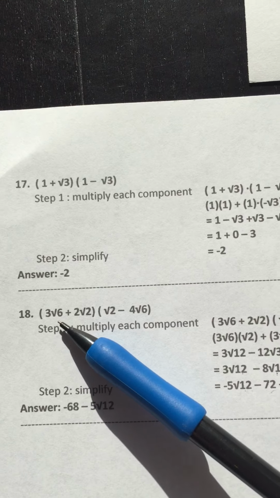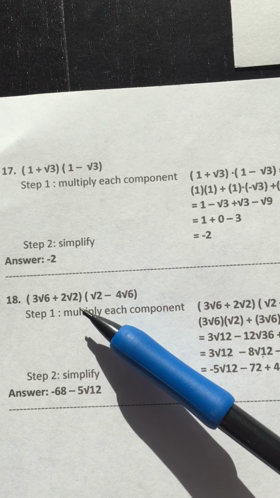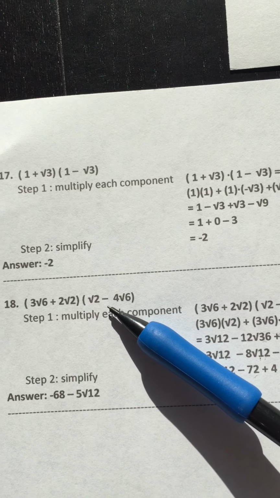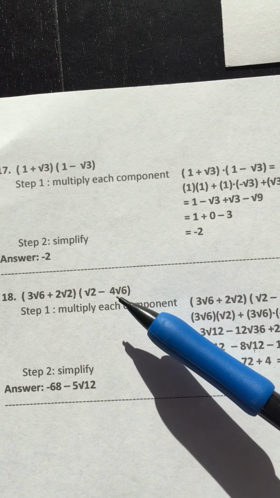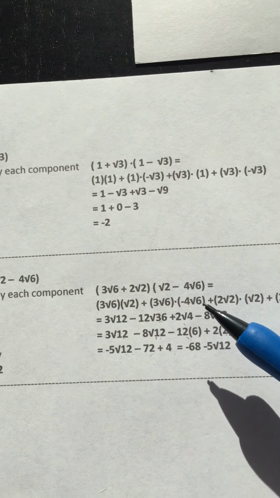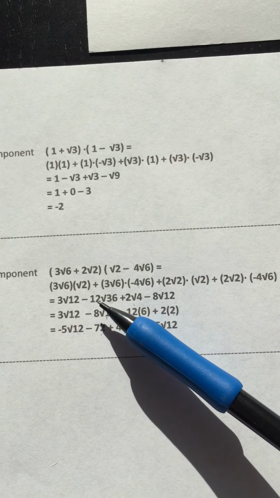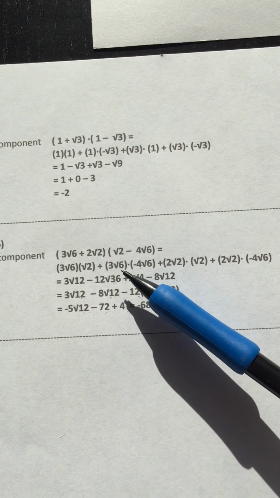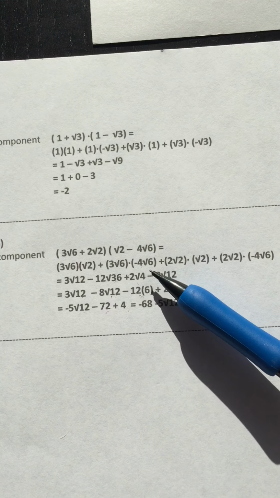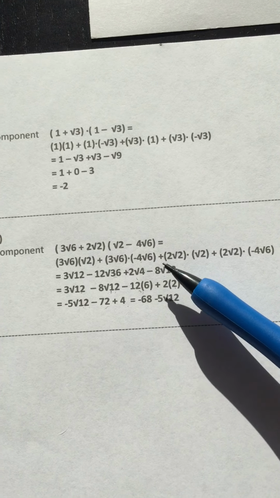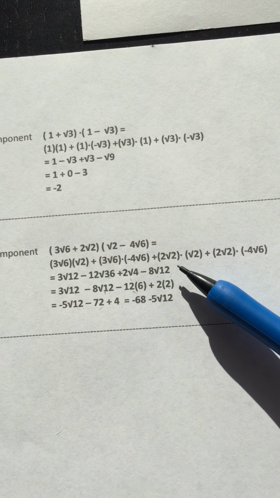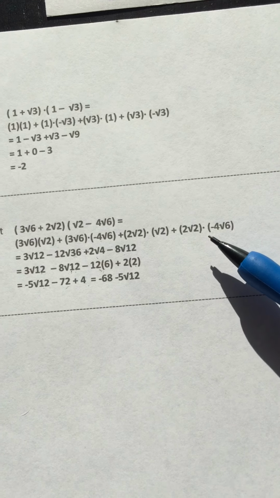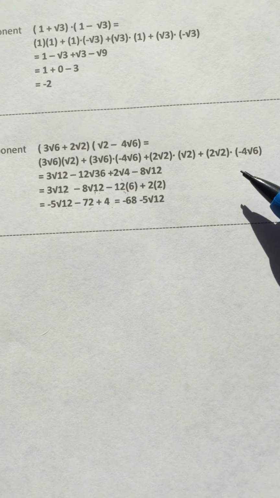And the last problem, 3 square root of 6 times 2 square root of 2 times square root of 2 minus 4 square root of 6. Again, multiplying through each term. So I'll get 3 square root of 6 times the square root of 2, 3 square root of 6 times minus 4 square root of 6, 2 square root of 2 times the square root of 2, and 2 square root of 2 times the minus 4 square root of 6.